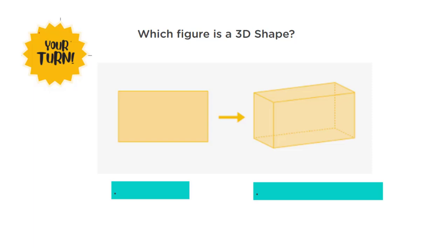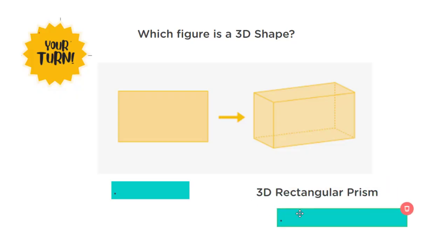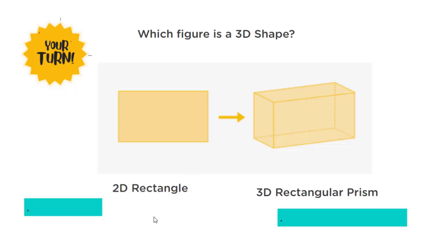One more. I want you to point to the three-dimensional shape and give me the name if you know. You're right again. Three-dimensional rectangular prism. And the other one is a rectangle, which most of you know, and it is flat.